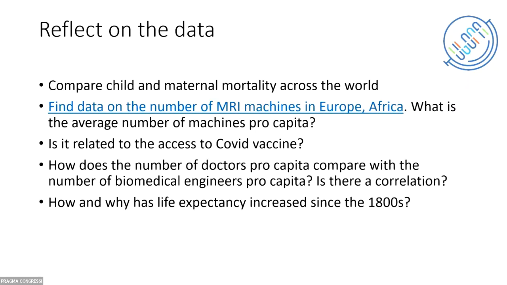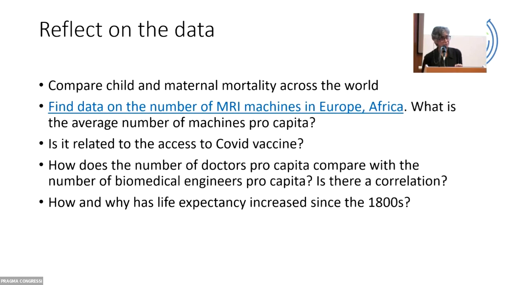So I'm leaving you with some kind of exercise to work on together, comparing mortality across the world, trying to see how many MRI machines we have in different countries, and trying to understand if that in some way is correlated to access to good healthcare, correlated to life expectancy, and also compare the doctors per capita with biomedical engineers per capita, because that's a very interesting exercise. We have a lot of doctors in many, many countries. It's absolutely not balanced with the number of biomedical engineers.